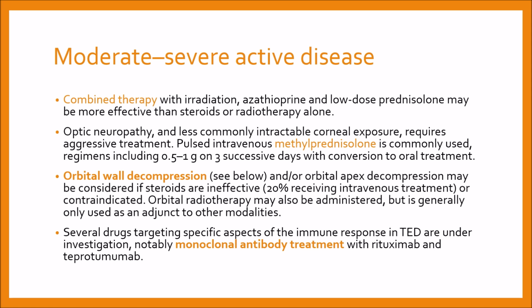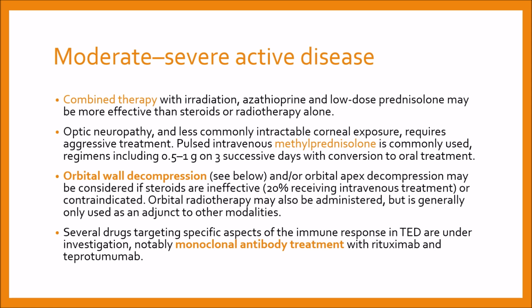Appropriate monitoring should be instituted, including liver function test, as well as gastric protective treatment and osteoporotic prophylaxis if necessary. Orbital wall decompression and/or orbital apex decompression may be considered if steroids are ineffective, which is 20% receiving the intravenous treatment, or contraindicated. Orbital radiotherapy may also be administered, but is generally only used as an adjunct to other modalities.